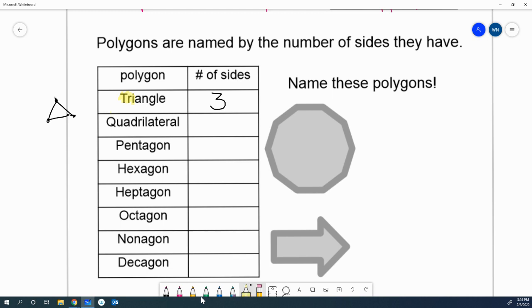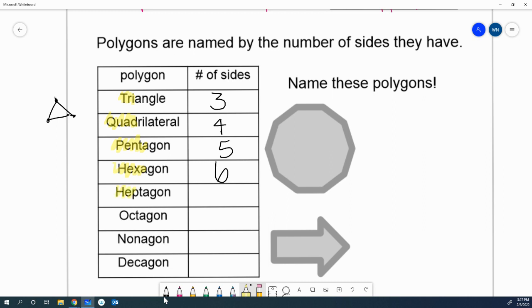Next, we've got a quadrilateral, and we know quad means four, so it's got four sides. Next is a pentagon, and penta means 5. So it has 5 sides. Next, we've got a hexagon, and hexa means 6. So we've got 6 sides. Remember to pause the video at any point you need to.